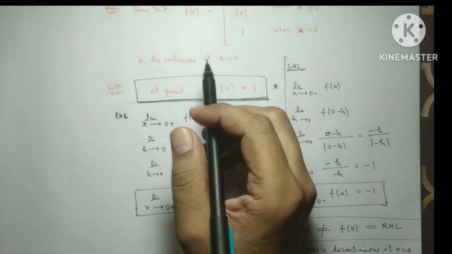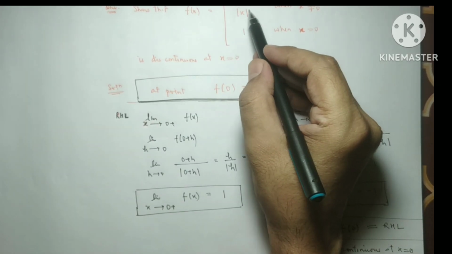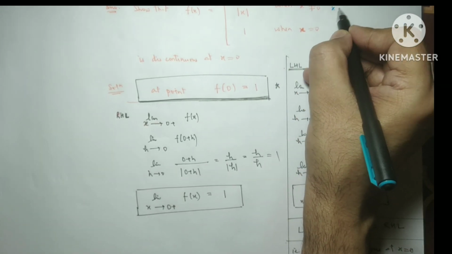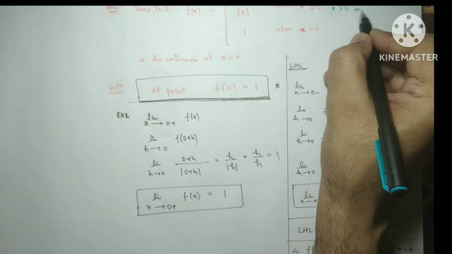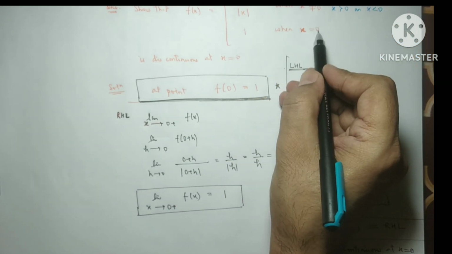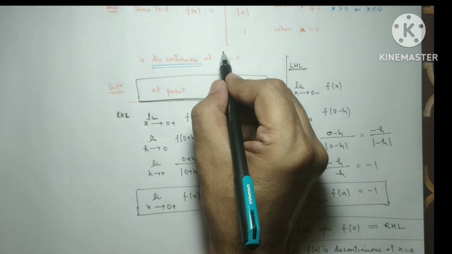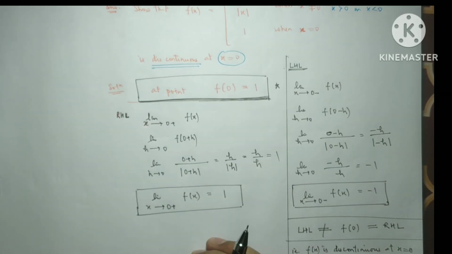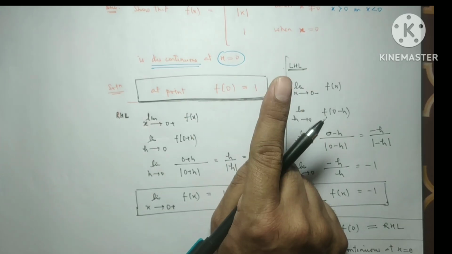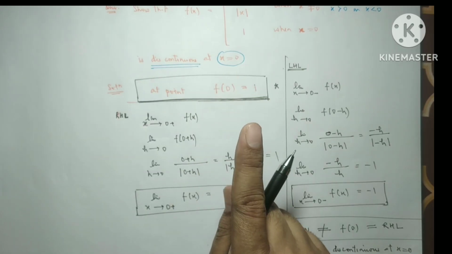Now next question: show that the function f(x), which is defined as x over mod x when x is not equal to 0, meaning x greater than 0 or x less than 0, both, and when x equals 0 the value is 1, is discontinuous at x equals 0. So we want to collect the three values: at the point, left hand and right hand. If all are equal, then it is continuous, but we have to show discontinuous, so these are not equal.